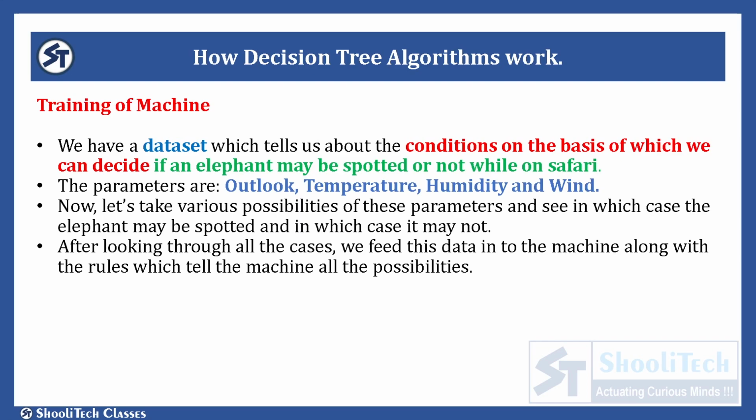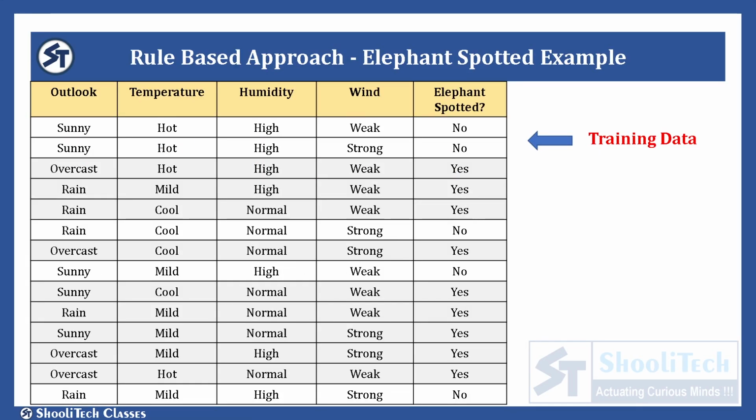In this example, we will create a decision tree which can decide if an elephant is spotted in a safari or not. And to train this model, we are going to use this historical data. This data tells us in which situation the elephant was spotted in the past and in which situations the elephant was not spotted. Here the spotting of the elephant depends on four parameters: outlook, temperature, humidity and wind.